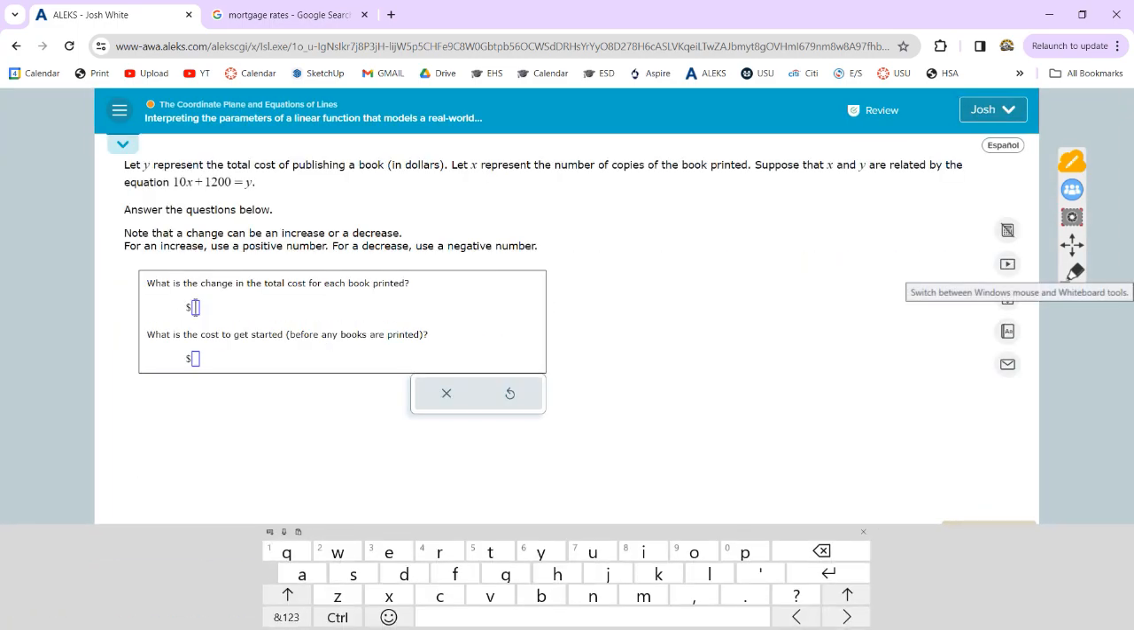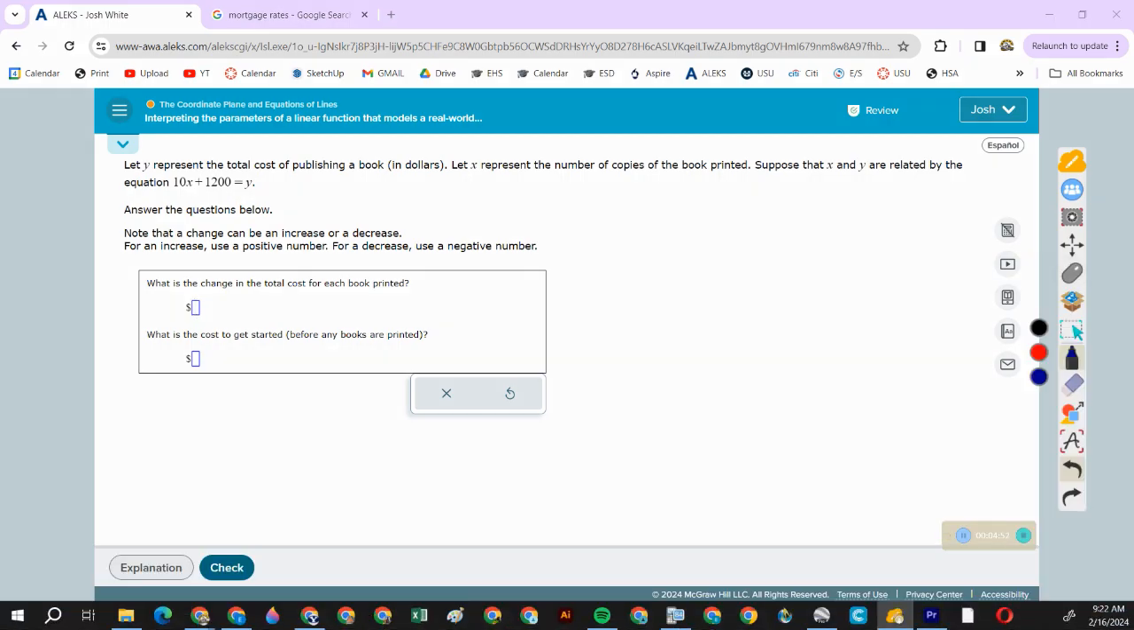So y equals 10x plus 120. That is the cost of publishing a book. What is the change in the total cost of each book printed? So this is saying in order to print the book, it's going to cost you $1,200 up front, and it's going to cost you $10 per book. So the change per book is 10. The cost to get started is $1,200.